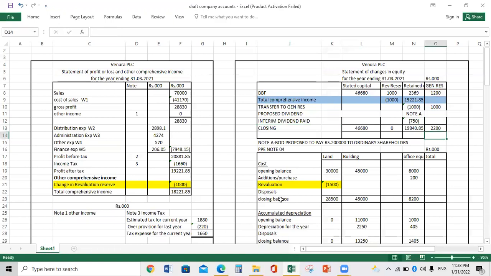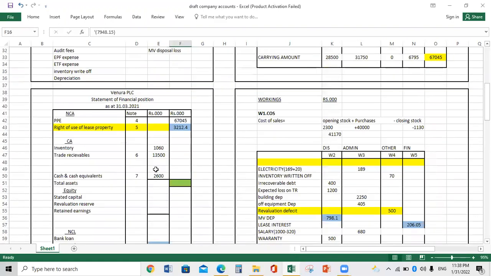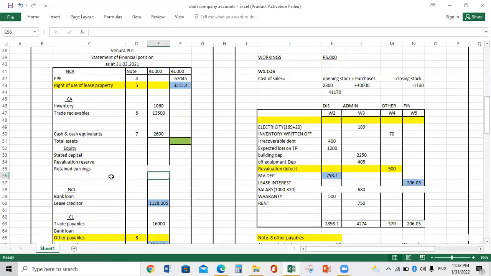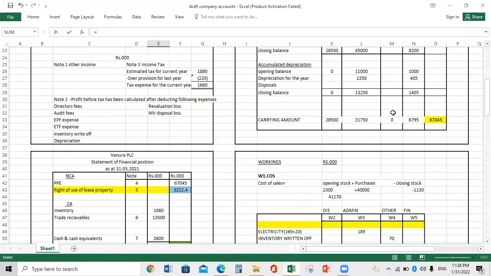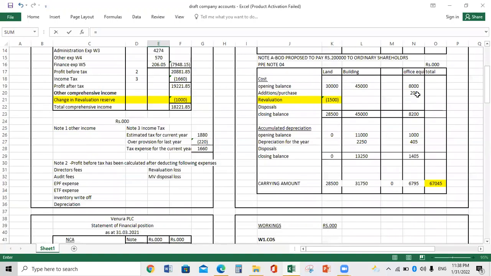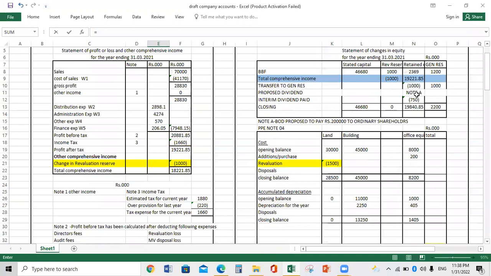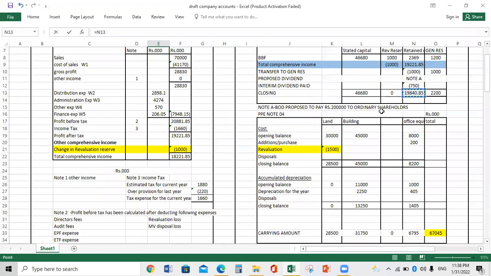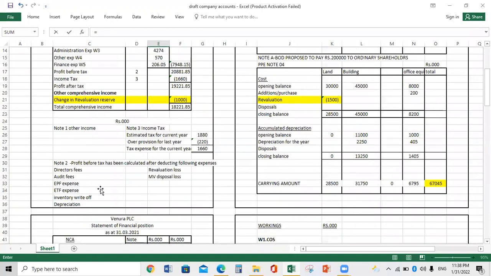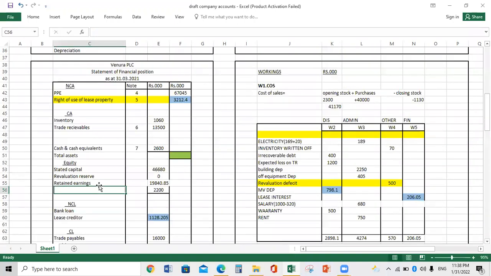Okay. Now record it in the statement of financial position. Record the closing balances one by one. Stated capital. Revaluation reserve. General reserve. Sorry, retained earnings. General reserve. Okay. General reserve. That's done. Expense done. All done.